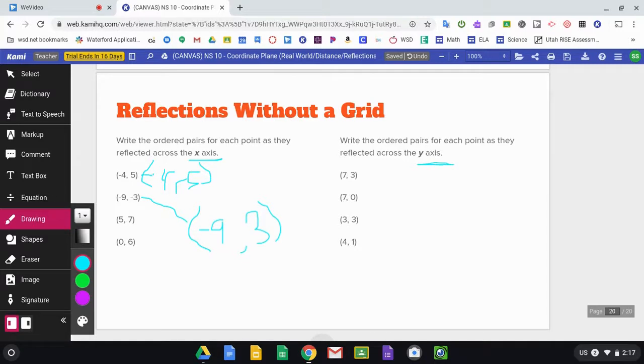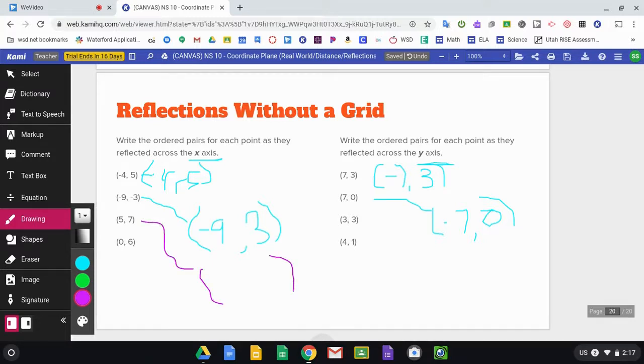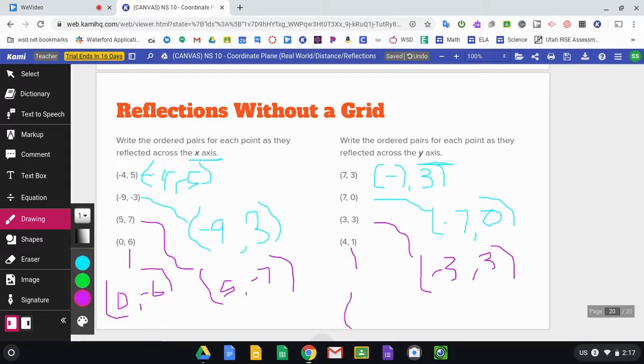Over here on this side, y-axis, my x number changes. Y stays the same this time. X becomes its opposite. So then this one right here, y stays the same. X becomes its opposite. Go ahead and try on your own. Welcome back. Over here, you should have 5 and -7 and 0 and -6. Over here, you should have -3, +3, and -4, +1.